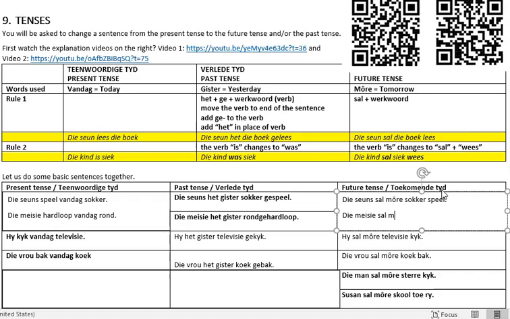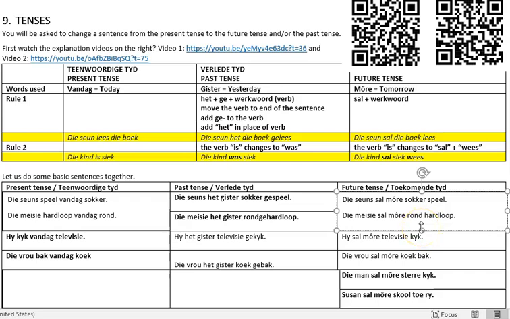Oopsie daisy. It doesn't want to give me that one. Môre rondhardloop. Now, again, remember what I said. If you know Afrikaans, this should actually be one word, but I'm going to leave it like this. Otherwise, I'm going to confuse you, and I don't want that.